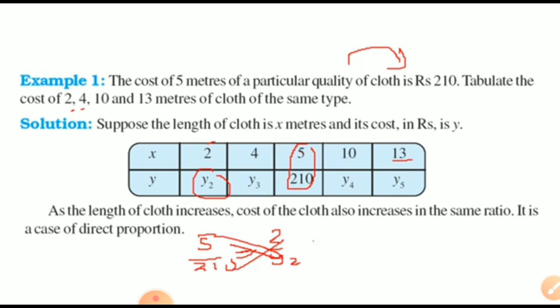Now take the cross multiply. 210 multiplied by 2 divided by 5, and y2 remains on the left side. Is it, students? Yes, 2 into 210 divided by 5.